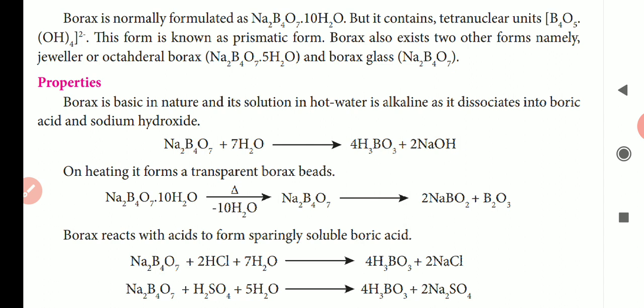Na2B4O7·10H2O, when heated at a high temperature, loses all the molecules of water. The 10 moles of water are removed in this process. We get the anhydrous Na2B4O7. On further heating, it produces NaBO2, which is nothing but the borax beads. The borax beads are balls of glassy species.